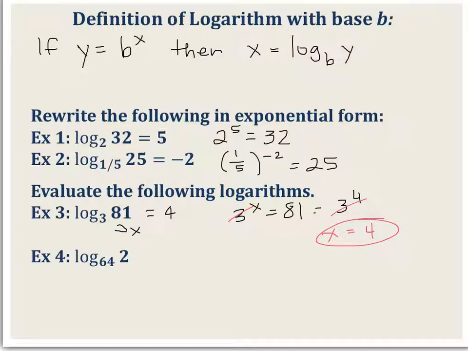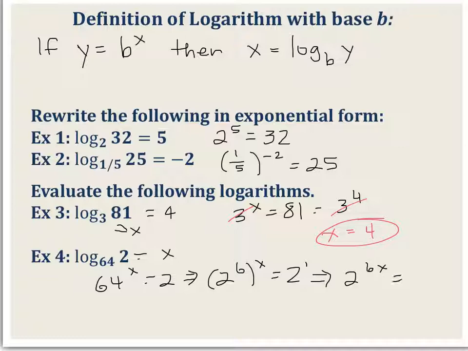Same type of thing with log 64. What power do you have to raise 64 to get a 2? Now this is a situation where it actually is much easier to set it equal to x. And we say 64 to the x power is equal to 2. Now can I rewrite 64 with a base of 2? And I can. 2 to the 6th to the x equals 2. And I'm going to write 2 to the first power. And that gives me 2 to the 6x equals 2 to the first. I'm going to cancel the bases, solve for x, and that gives me x equals 1/6.